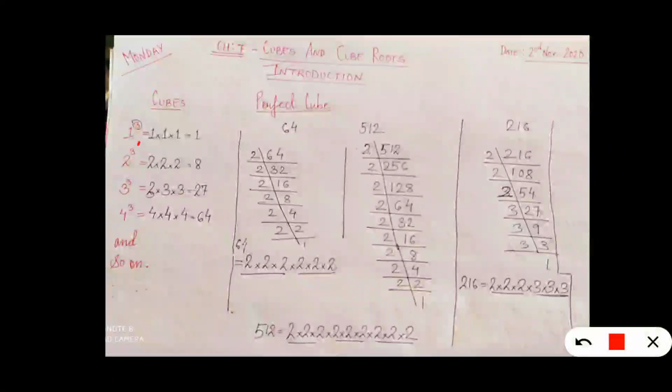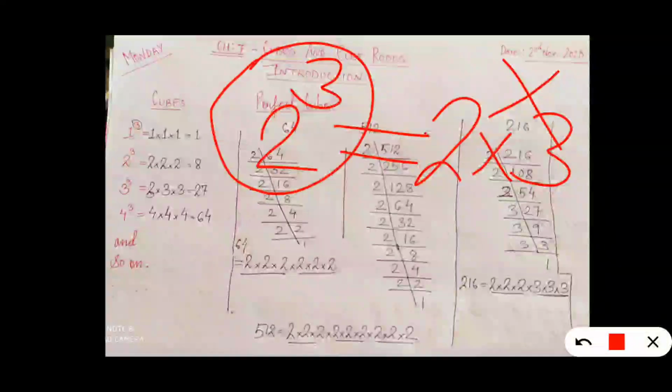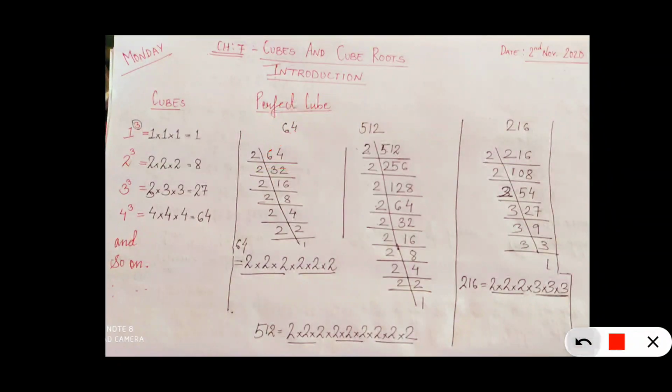So 1 cube means 1 three times: 1 into 1 into 1, the answer is 1. 2 cube means 2 three times. It's not 2 into 3. Look at your screen: 2 cube does not mean 2 into 3. If you write it like this, it is wrong. 2 cube means 2 into 2 into 2, that is 8. 2 into 2 is 4, 4 twos are 8. 3 cube means 3 into 3 into 3, that is 27. 4 cube means 4 into 4 into 4. So this is cubes. Are you clear with this?